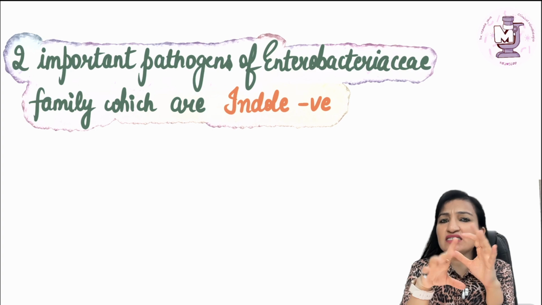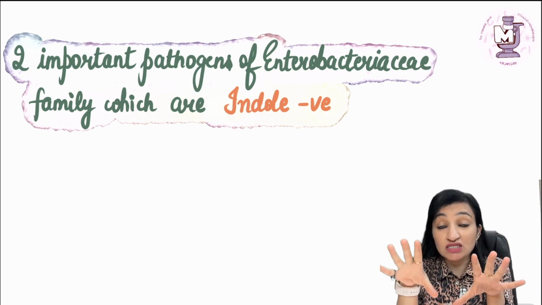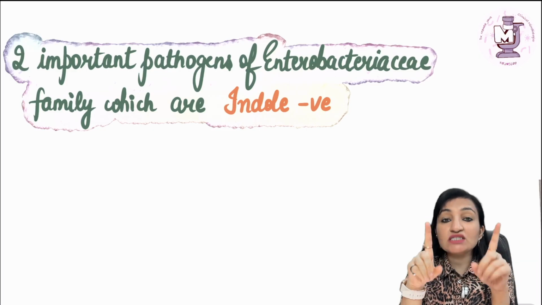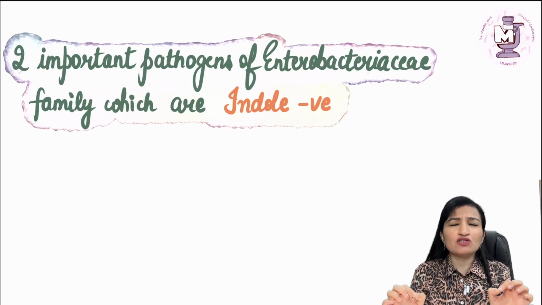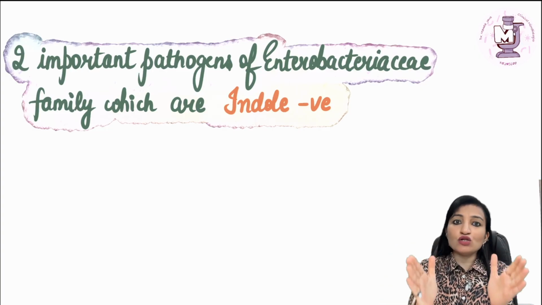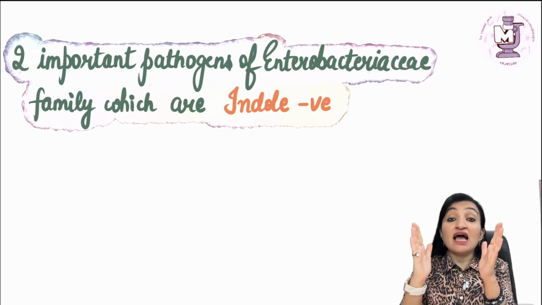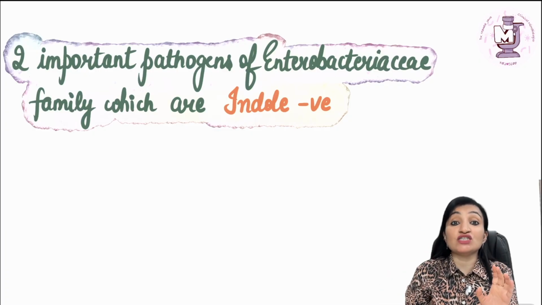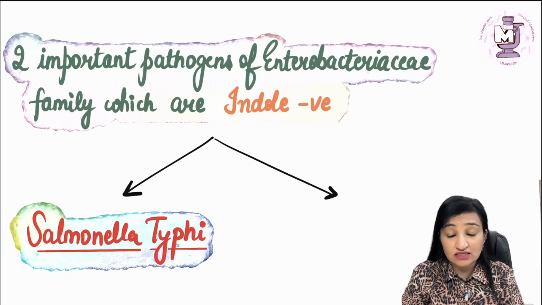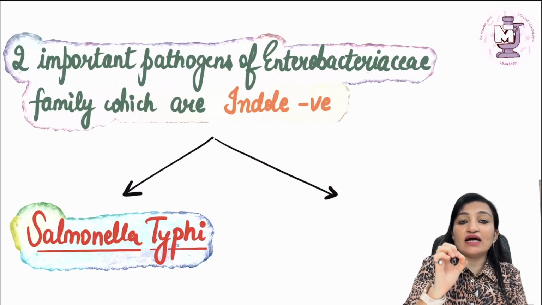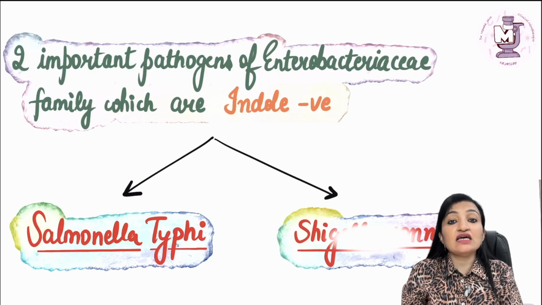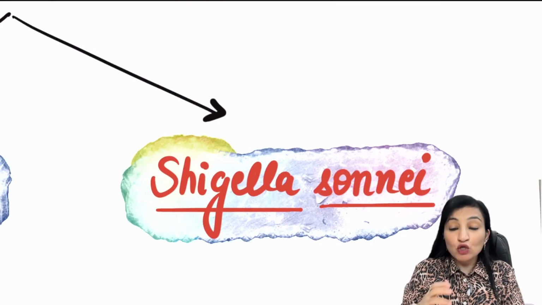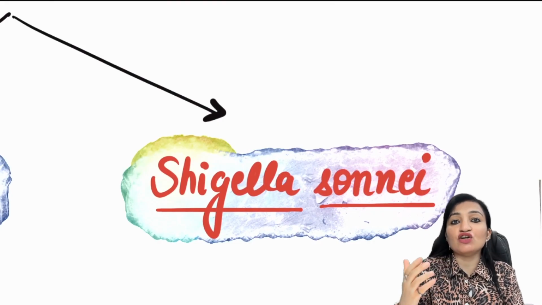Now a few minutes back I told you that Escherichia coli, Klebsiella pneumoniae and Proteus vulgaris as well as Proteus mirabilis can behave as commensals as well as pathogens. Why I said that is because now I will tell you the names of two important pathogens. Strict pathogens which are never commensals, they also belong to the Enterobacteriaceae family, and remember these two important pathogens are indole negative. Now who are these? These are Salmonella typhi, which is the most common agent of enteric fever, and the other one is Shigella sonnei. You all know that Shigella is the causative agent of bacillary dysentery.